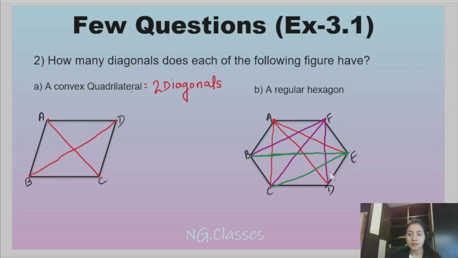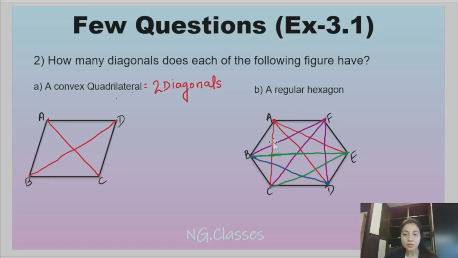No. Now let's do the same thing from D. From D, non-consecutive vertices are F, A and B. So F and A I already have. Let me connect D with B. Anything else from D? No. From C, check it. Already I have joined all the non-consecutive vertices.